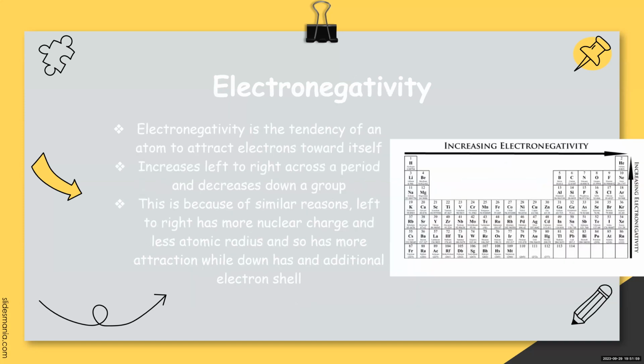Okay, and then we have electronegativity. It's basically the tendency of an atom to attract electrons toward itself. And it increases from left to right across a period and also decreases down a group. And it's because left to right has more nuclear charge and less atomic radius, so it has more attraction, while down has an additional electron shell.